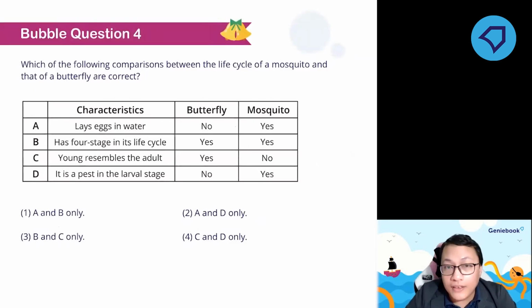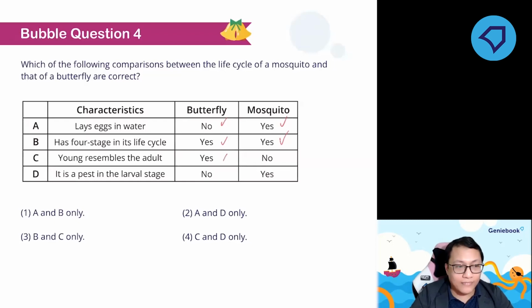Which of the following comparisons between life cycle of mosquito and that of butterfly are correct? Okay, so let's see. Lays egg in water. Butterfly, no. This one is correct. Mosquito, yes. So A is correct. Butterfly has 4 stages life cycle. Yes. Mosquito 4 stages of life cycle. Yes. Butterfly young resemble the adult. Is it correct? Is the young of butterfly resembling the adult?